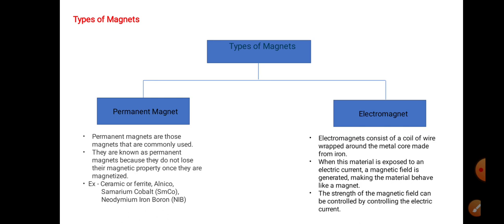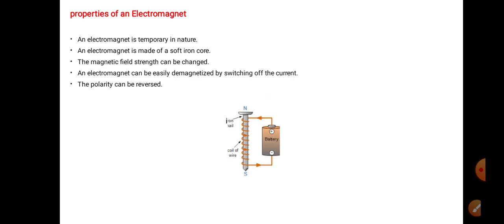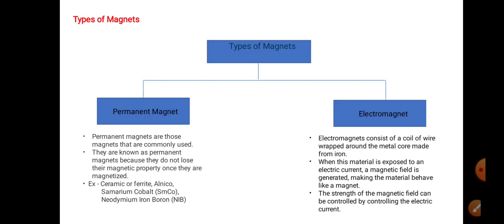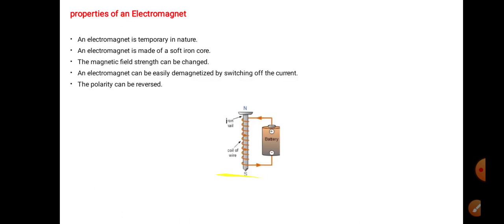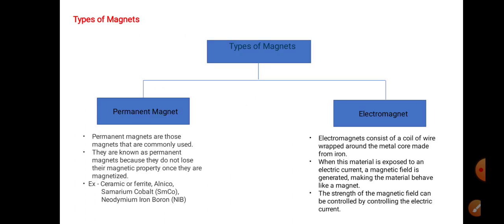The strength of the magnetic field can be controlled by controlling electric current, means by passing more current, or if you want to increase the strength of the magnetic field, then we have to increase the current. And if we want to reduce the strength of the magnetic field, then we have to reduce the current flowing through this coil. Okay. I hope you understood this electromagnet and permanent magnet.